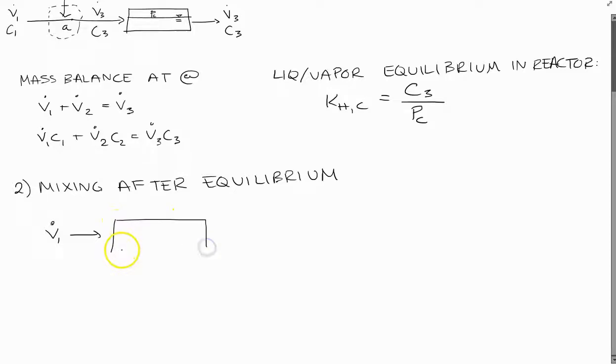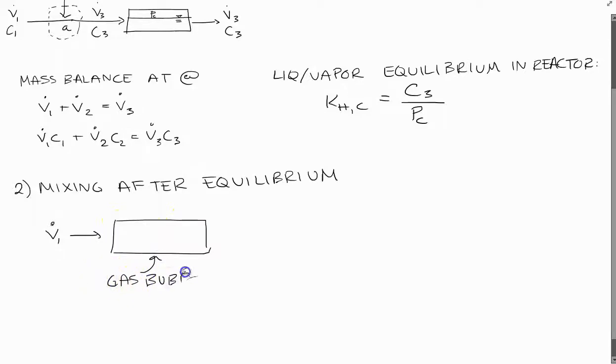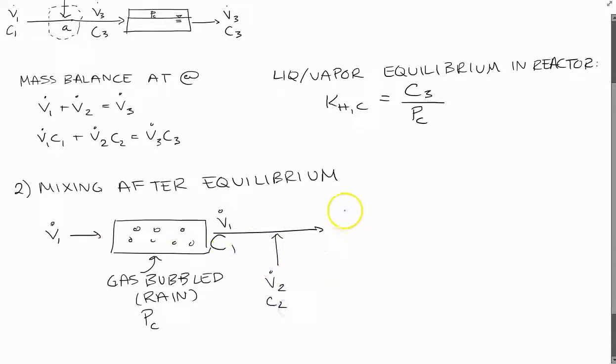And so this is our reactor. We're going to say some sort of gas is added, gas bubbled. Or it could be a situation where it's rain and it has some partial pressure. And then we have something coming out that now has some concentration in equilibrium with the gas that was bubbled through the reactor. And then that's going to be mixing with something else to form this third stream.